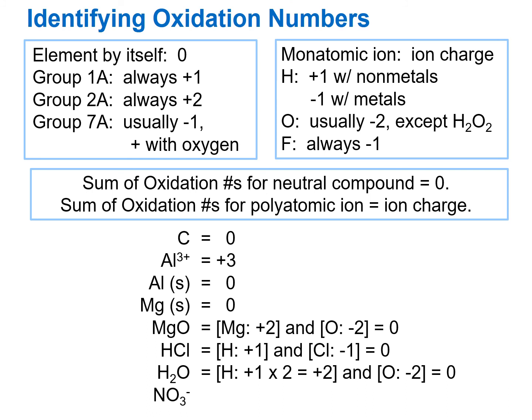What if we had something like this, NO3? There's a rule for this, and it's called the polyatomic ion rule. And it says the sum of oxidation numbers for polyatomic ions is equal to the charge of the ion, and in this case, it would be -1. So this is how you apply those rules. And that is how I apply the rules for assigning the numbers in the equation that we first looked at.